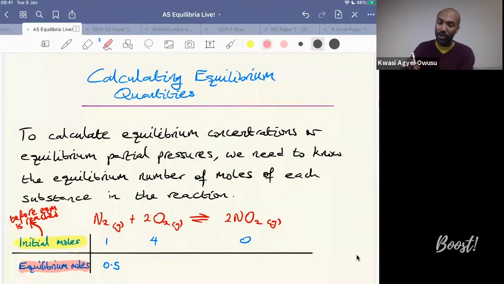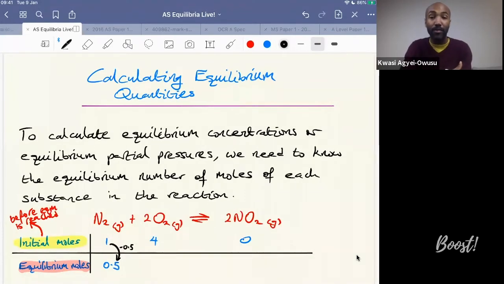So the first thing we want to do is work out how much nitrogen has been used. We can very quickly show this, and say that we've used up 0.5, so minus 0.5 to give us that equilibrium number of moles. So 1 mole of nitrogen at the start, 0.5 moles of nitrogen at equilibrium, or at the end if you want. That means that you've used up 0.5 moles of nitrogen. Armed with that information, we can work out how many moles of oxygen we should have at equilibrium. How do we do that?